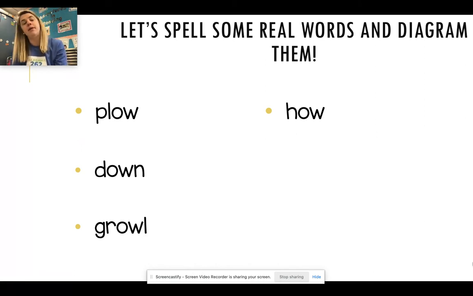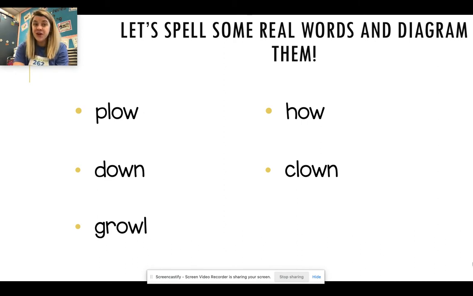Our next word is clown. Clown. How are we going to spell it? I'm going to let you do this one. See if you can figure it out. Clown. Cl-ow. It's going to be C-L-O-W-N. Clown. Very good.